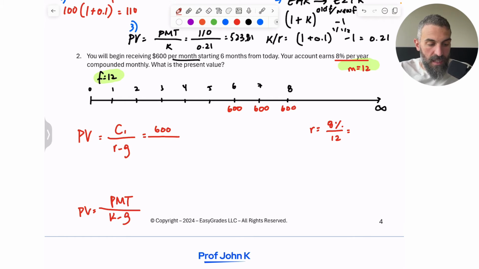So I get 0.0666 repeating. So I'm actually going to keep it as a fraction just because I want to get the exact number. So that's my rate minus G. There is no G. Sorry. There's no growth rate. So let's back that up. All right. It's just constant. Great. Even better. So 600 divided by that is 90,000.